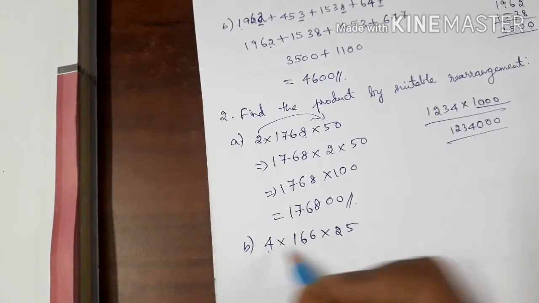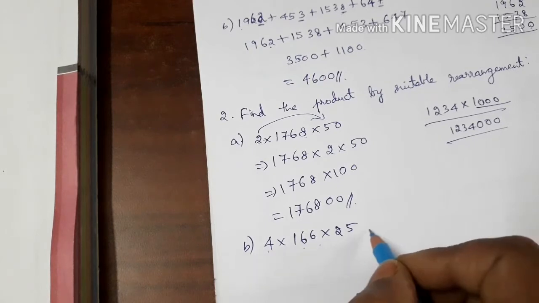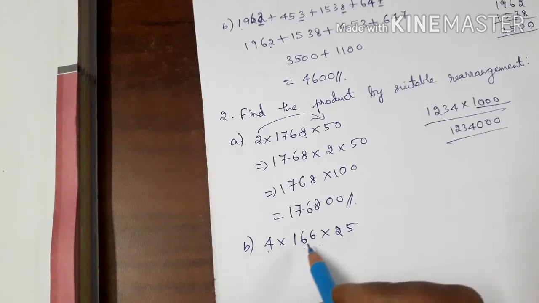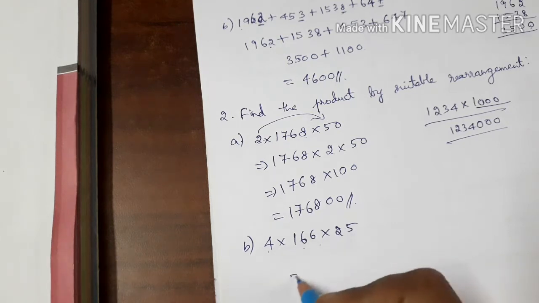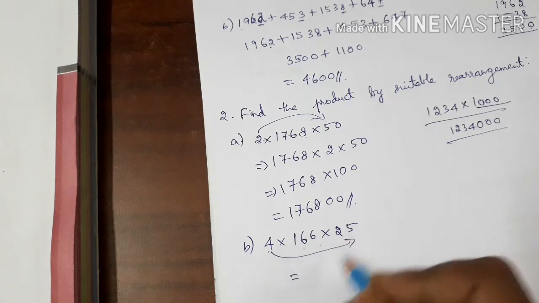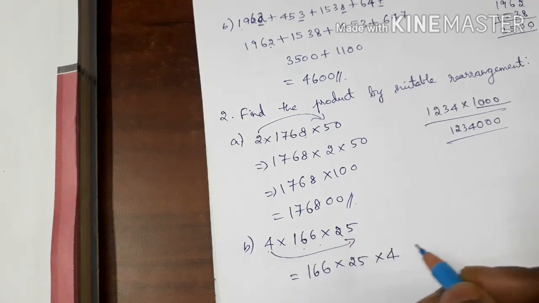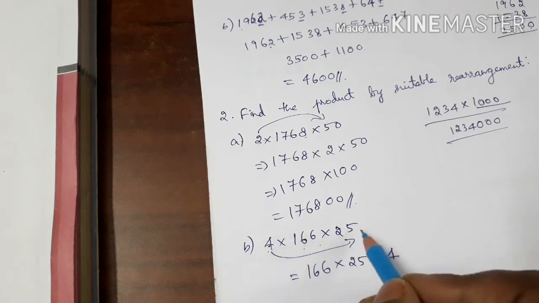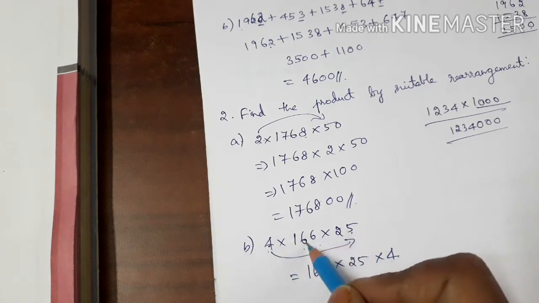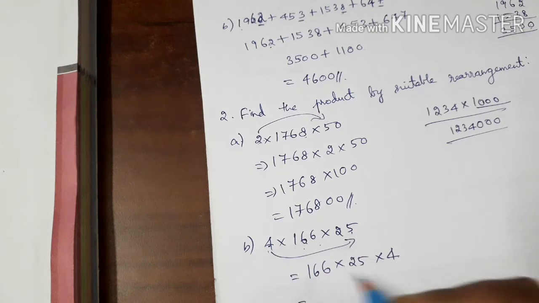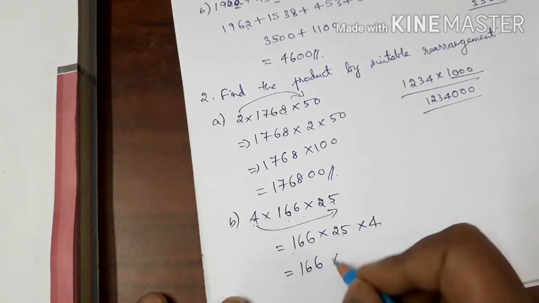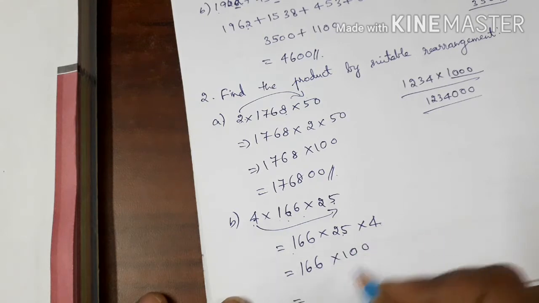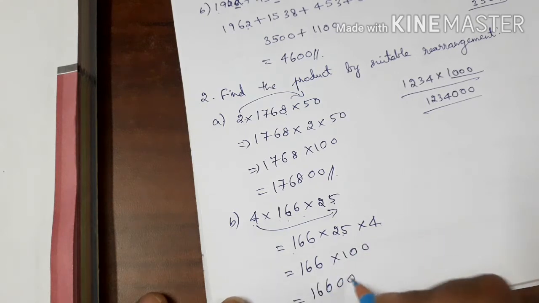B sum: 4 into 166 into 25. By the commutative property we can multiply in any order. That is 166 into 25 into 4. We can multiply 4 into 25 first and then by 166, so it can be easy. 166 into 25 into 4 is 100, so the answer is 1600.